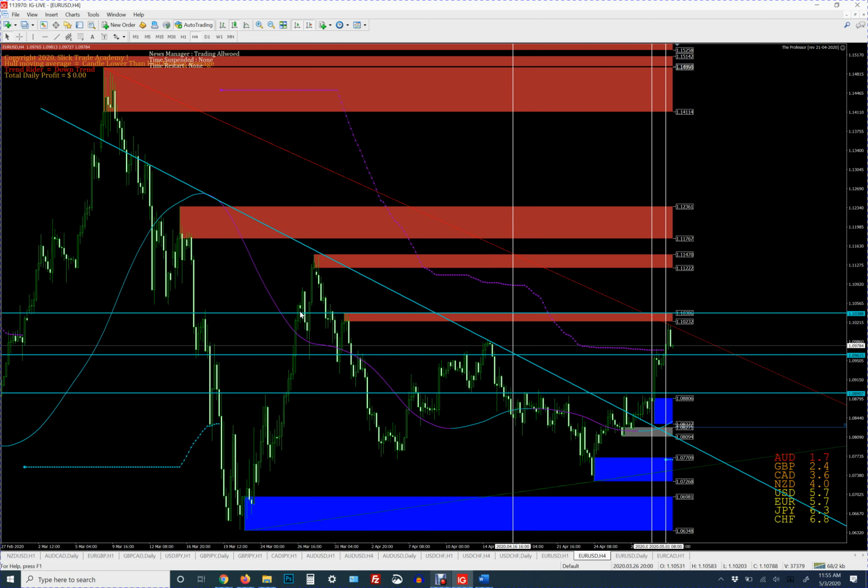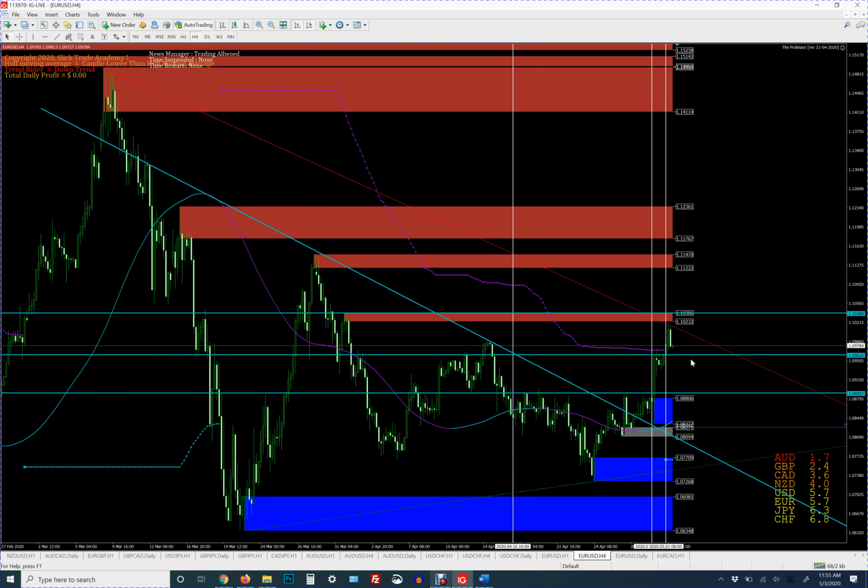Right here in our lower supply zone here, the highest point of that supply zone, 1.10388. Okay, so these are the two key levels I'm going to be watching on the 4-hour time frame.